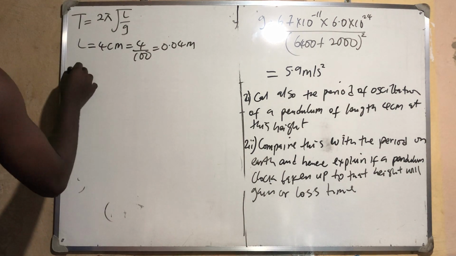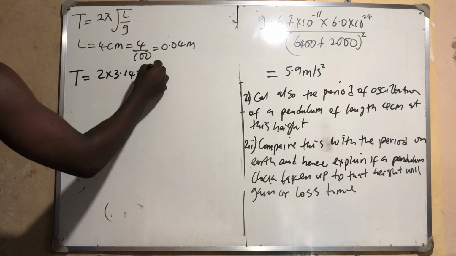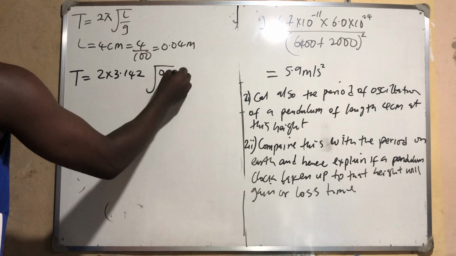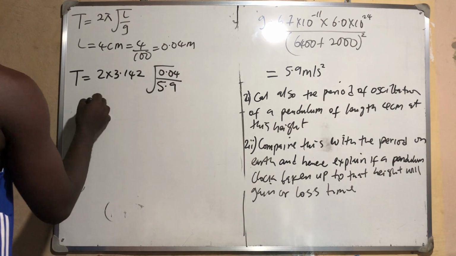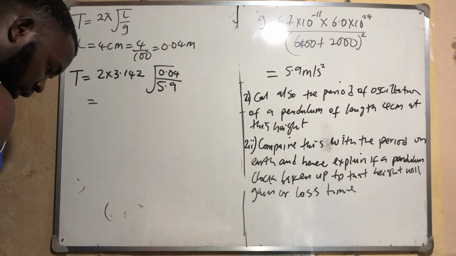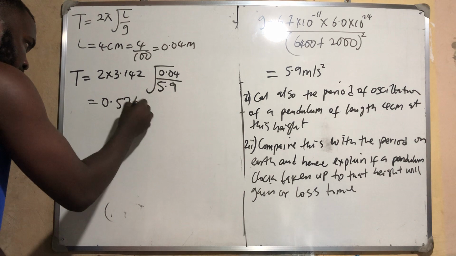For us to get the time now, the period is 2 times 3.14142, then the square root of 0.04 over the g we got at that height, which is 5.9. If you do everything there with your calculator, you'll be having the period as 0.526 seconds.